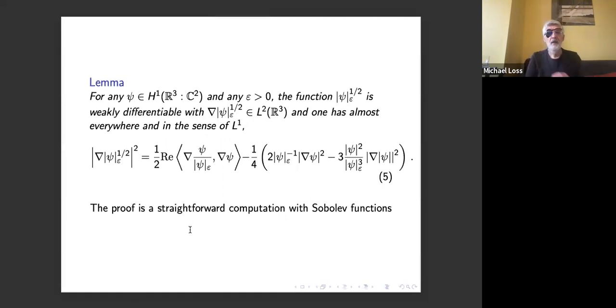Here's a lemma. So we do again, the psi is in H1, the epsilon is positive. Then this is a function which is weakly differentiable. The gradient is in L2. And almost everywhere we have, in the sense of L1, so in other words, all these terms here are integrable, the following formula. So look, I'm not going to check it for you. Once you know what the formula should be, what you're looking for, it's relatively easy to check. And you notice this formula is kind of nice because there's a factor of 2 and this has a factor of 3. And you see the 2/3 is showing up here. Okay.